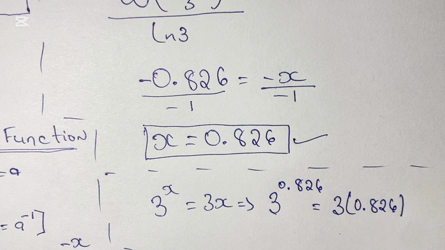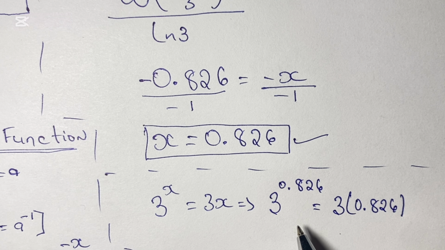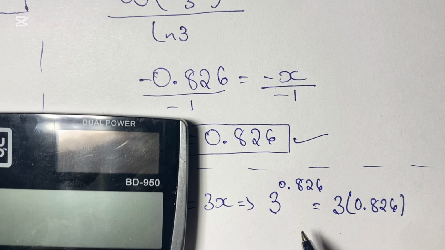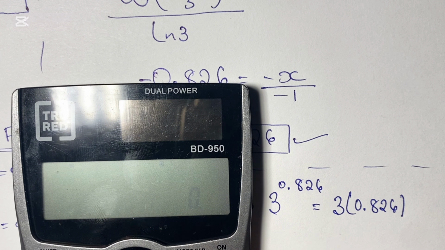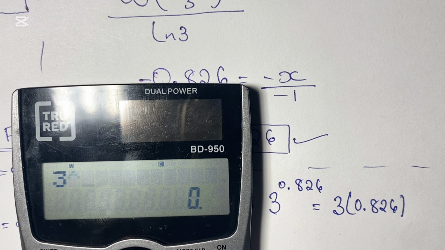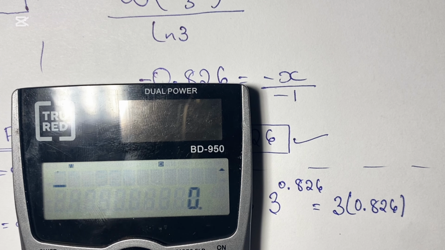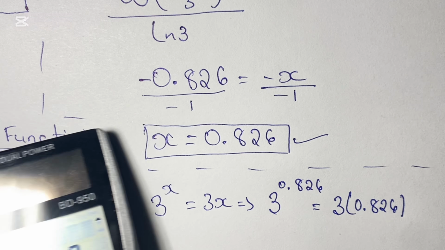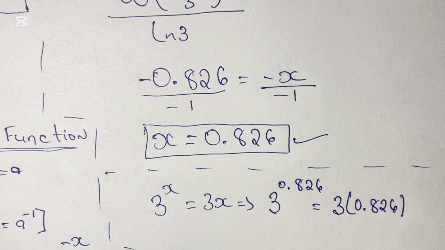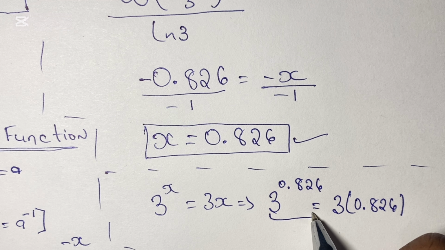And what we can do from here is use our scientific calculator to work out 3 to the power of 0.826. So we'll just go ahead and do that here. So in doing this to 3 decimal places, we get 2.478. Now let's times our solution by 3. So we have 3 times 0.826. And there you have it, we have 2.478. So this therefore proves that our solution for x is correct. x is equal to approximately 0.826.